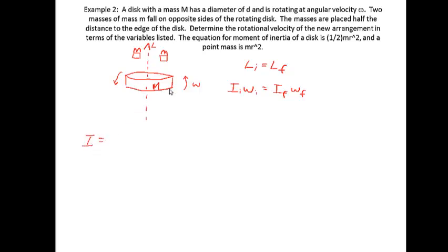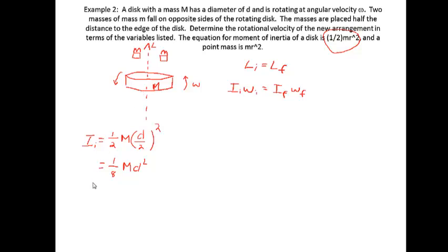This is just the disk itself, because the masses have not fallen on top of it. So the formula is right there, 1/2 mr squared. I'm going to go 1/2 times the mass, capital M, substituted in, times R squared. They give us the diameter, so we know the diameter is twice the radius. So we substitute in D over 2 squared. If you do the math, you get D squared over 4, so this whole thing is 1/8 M D squared.